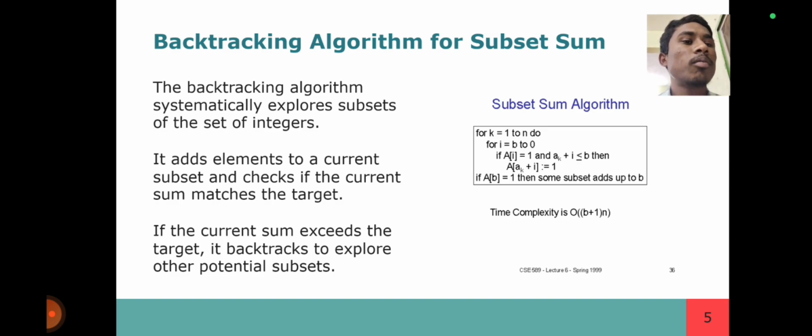Here is the subset sum algorithm. You can see the algorithm for the subset sum problem. Here for k equals 1 to n do, for i equals p to 0, if A of i equals 1, then if k plus i is less than b, then we have to set A of k plus i equals 1. A of b equals 1. The time complexity is O of b plus n.